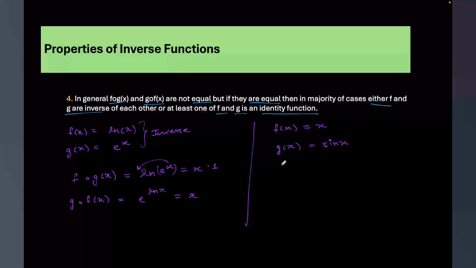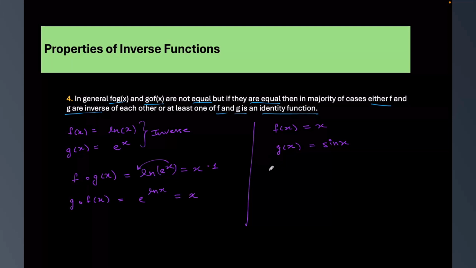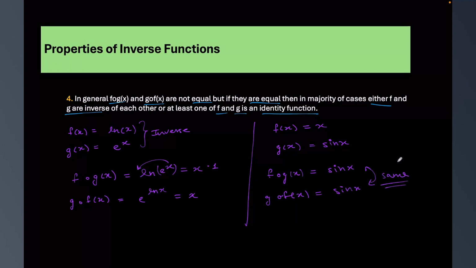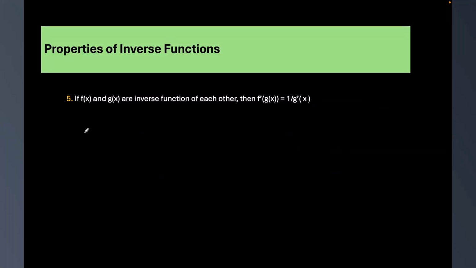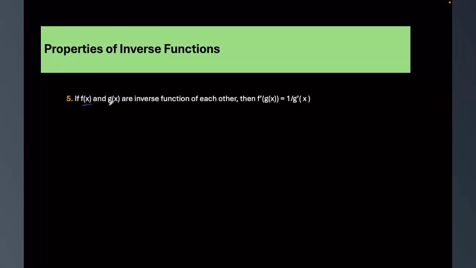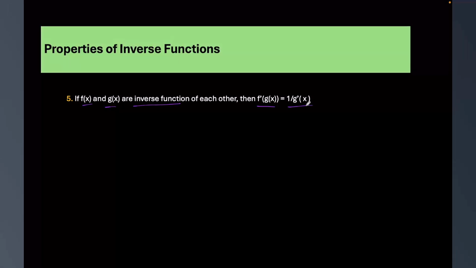So very quickly, if I have f of g of x, it's basically sine x, and g of f of x is basically sine x. They're basically the same thing. Not basically, they are the same thing, right? It's quite obvious. Okay, now, fifth one. If f and g of x are inverse functions of each other, then f dash of g of x is equal to 1 upon g dash of x.